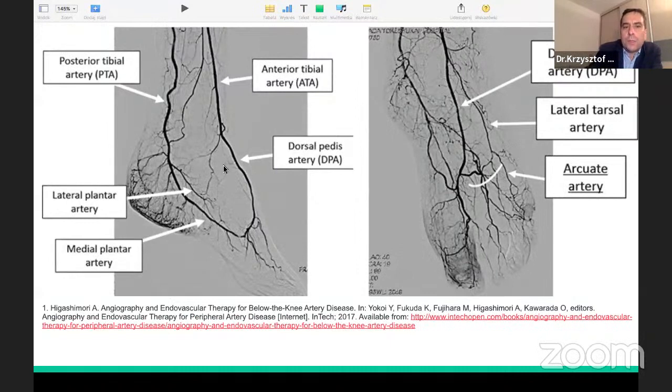What is very important, we can see here on these two slides very many reconnections between the arteries. This is a very important thing. It is also used with angiosome theory. However, these interconnections are, for me, very important in revascularization, especially when we are dealing with the tissue loss.